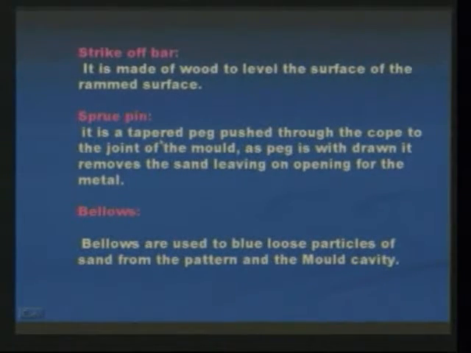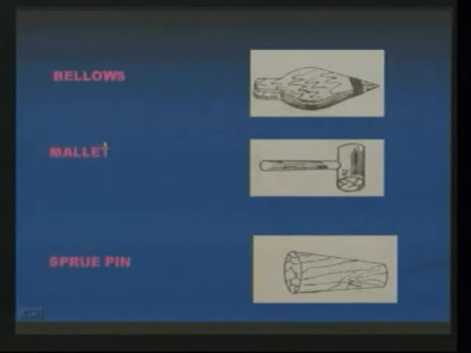Next one is a strike-off bar. It is made of wood to level the surface of the rammed sand. Next, the sprue pin, which is a tapered peg, and this one is the bellows and mallet. The bellows is used to blow small sand particles off the surface of the finished mold cavity. The sprue pin is a rounded bar which is used for the production of mold cavities.